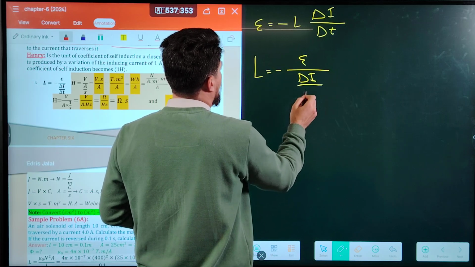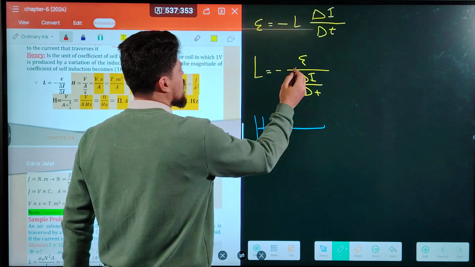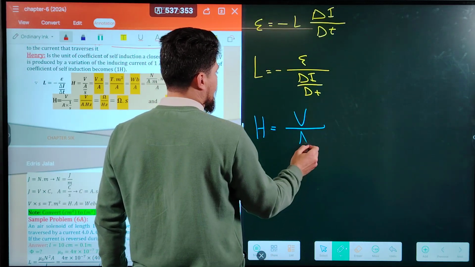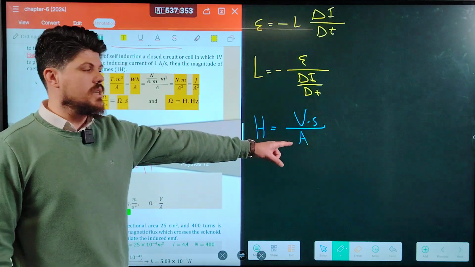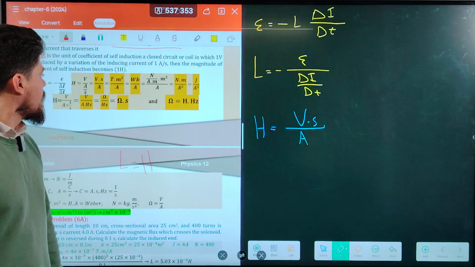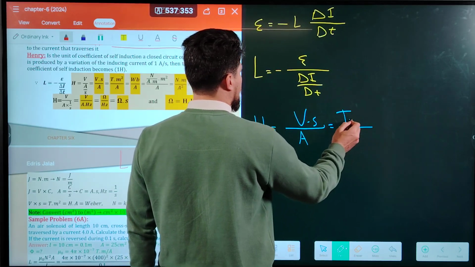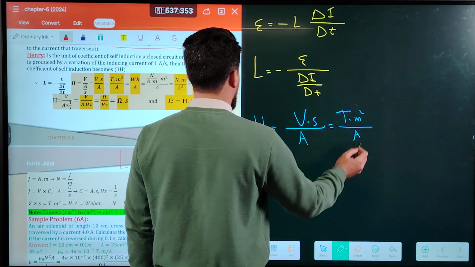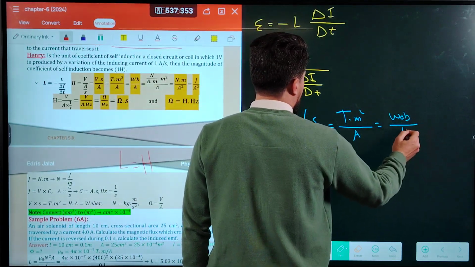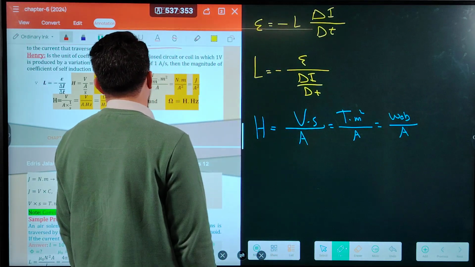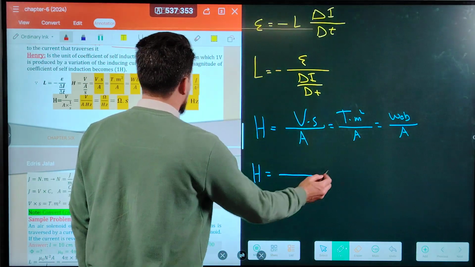EMF over delta I over delta T. L is measured in what? Henry. What is the equivalent unit of Henry? Volt times second over ampere. One of the equivalent units of Henry is volt second over ampere. If you remember, volt second is equal to what? Tesla meter square over ampere, which is equal to Weber over ampere.